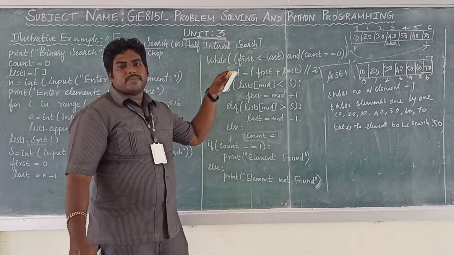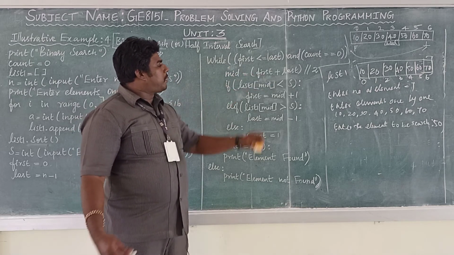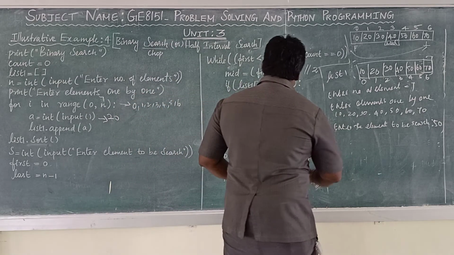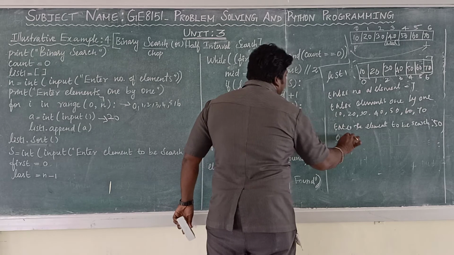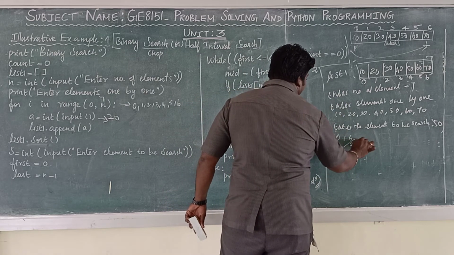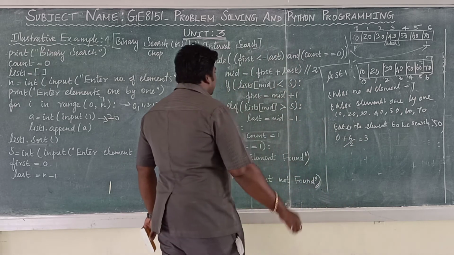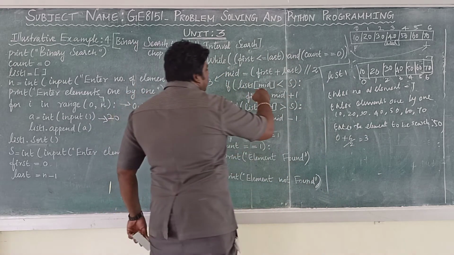Here, what's the next step? You have to find the mid. Mid equal to first plus last divided by 2. What is first now? 0. What is last now? 6. So 6 divided by 2, you will get the 3. So what is mid value now? 3.